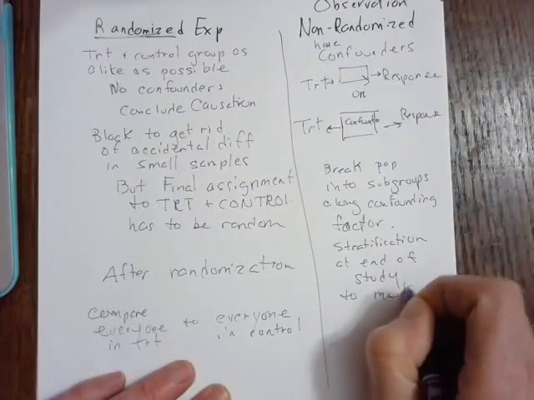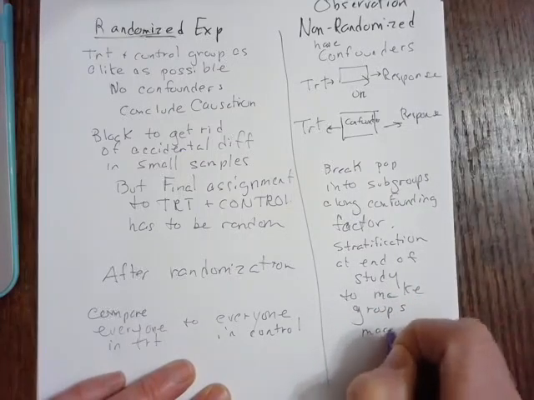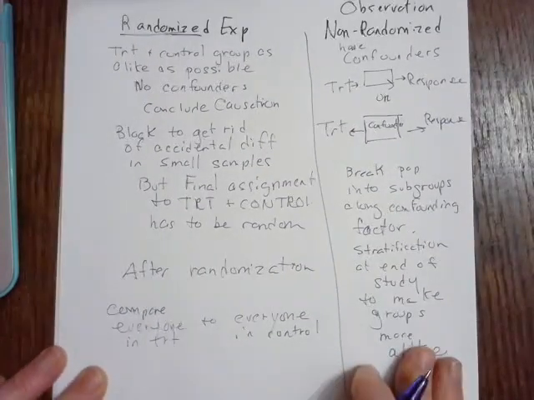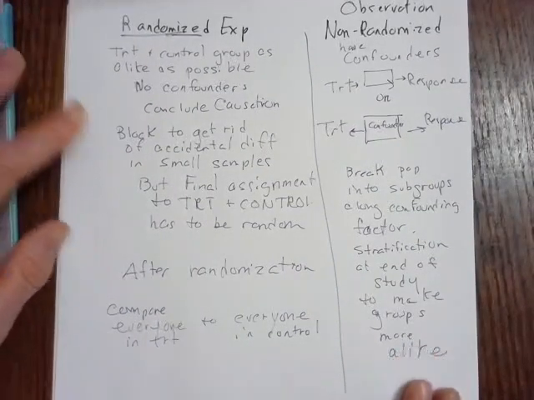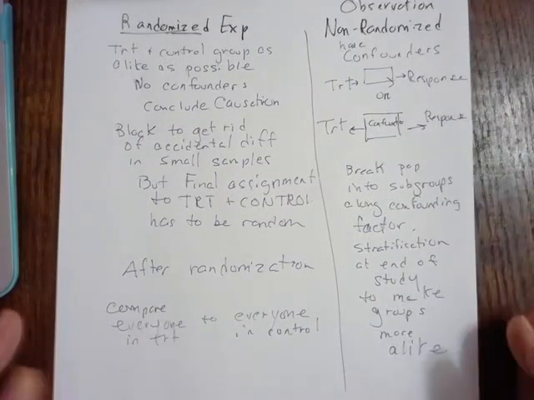To make groups more alike. Okay? Whereas the only time you're going to divide up into groups is this blocking, and that's at the very start before you do the randomization. Okay, so that's the idea.